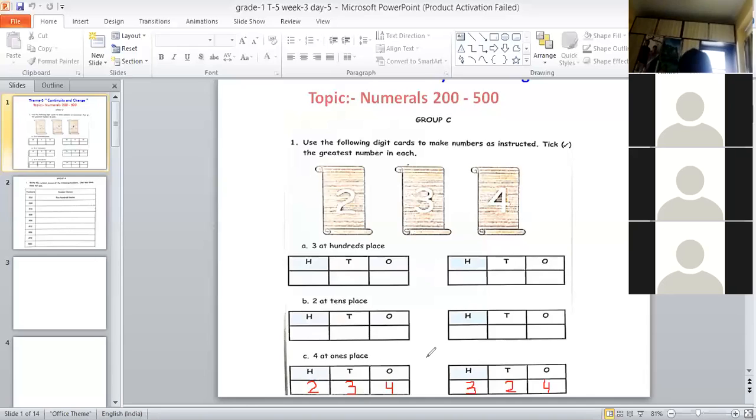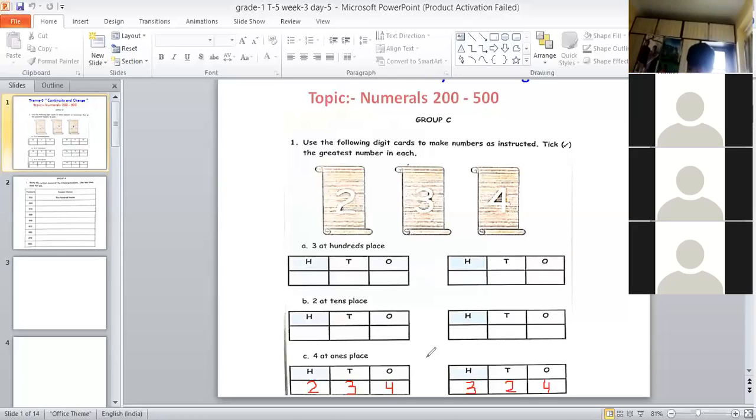Can you tell me what are the numbers at hundreds place? Before that, read these numbers. How will you read 2, 3, 4? 200 and 34. So the first number is 234. Very good. And what will be the next number? How will you read 3, 2, 4? 300 and 24. Very good. 324.